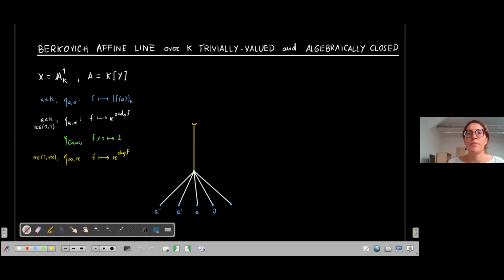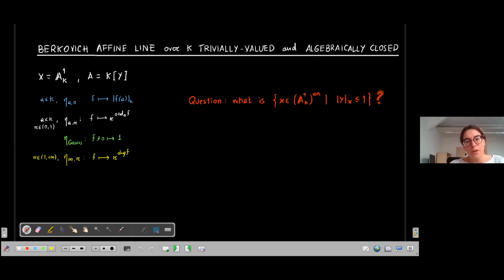Okay. If there are no other questions, now I will propose to move and try to see now the topology. But before moving to the topology itself, I have a warm-up question for you. I think it will help you visualize what the open subsets in the Berkovich affine line are. So this is the question. What is the set of all the semi-norms in this Berkovich affine line whose value, when we evaluate the coordinate y, is greater than or equal to 1?